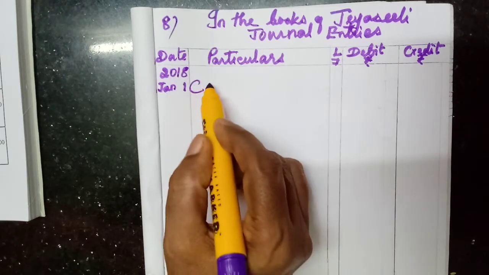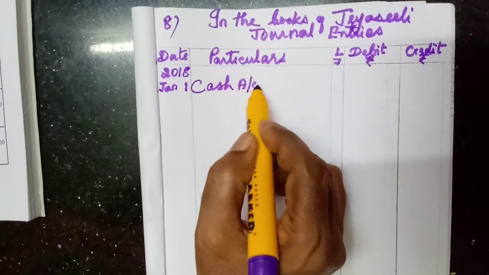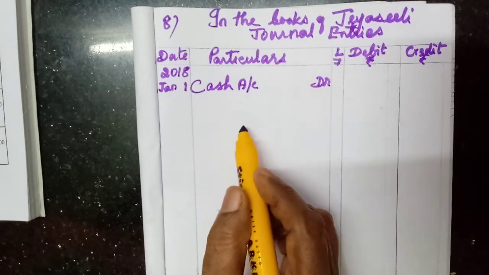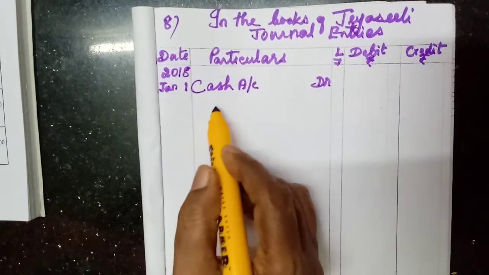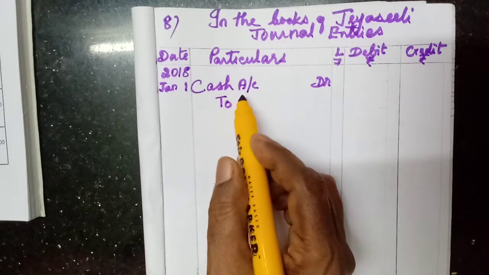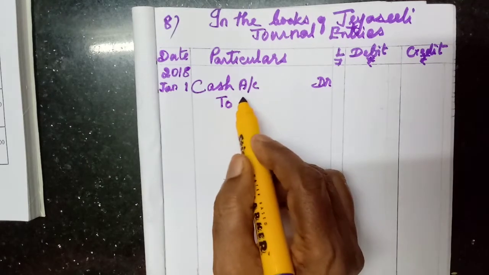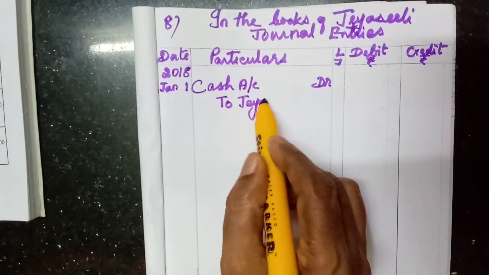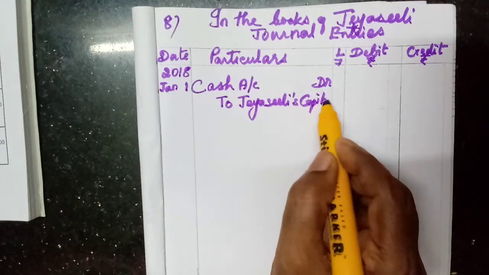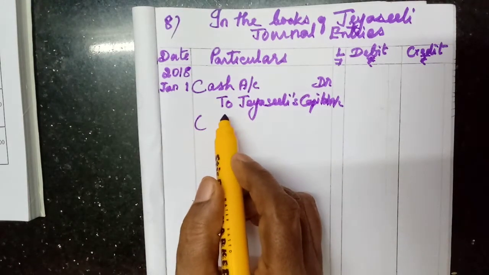Cash, C capital letter. You have to write from the margin. Then A, capital A, then small c, slash C. Then this end you have to write DR, debtor. Cash account debtor. Next line, leave some space and write 2. Then here capital account, we can write the proprietor's name also. J. Seeley's capital account. Apostrophe S, capital account.